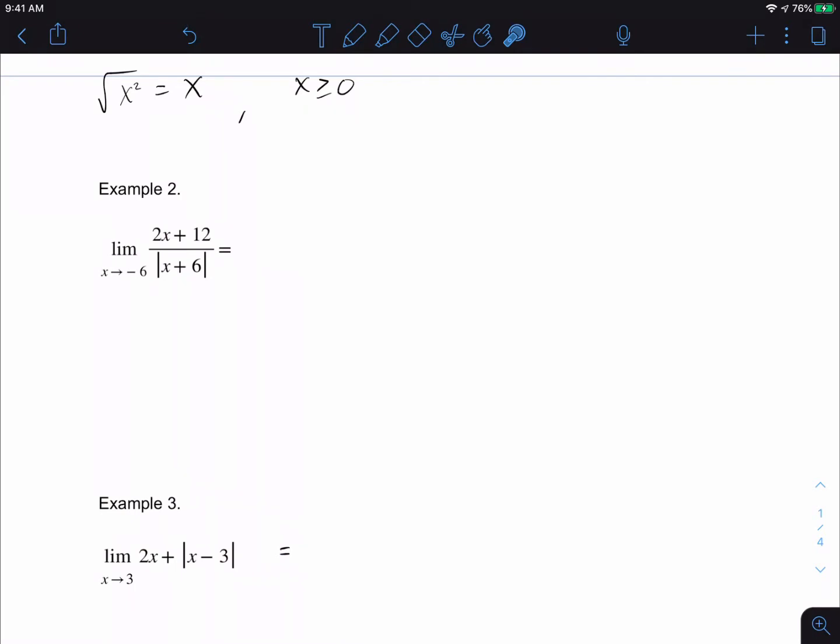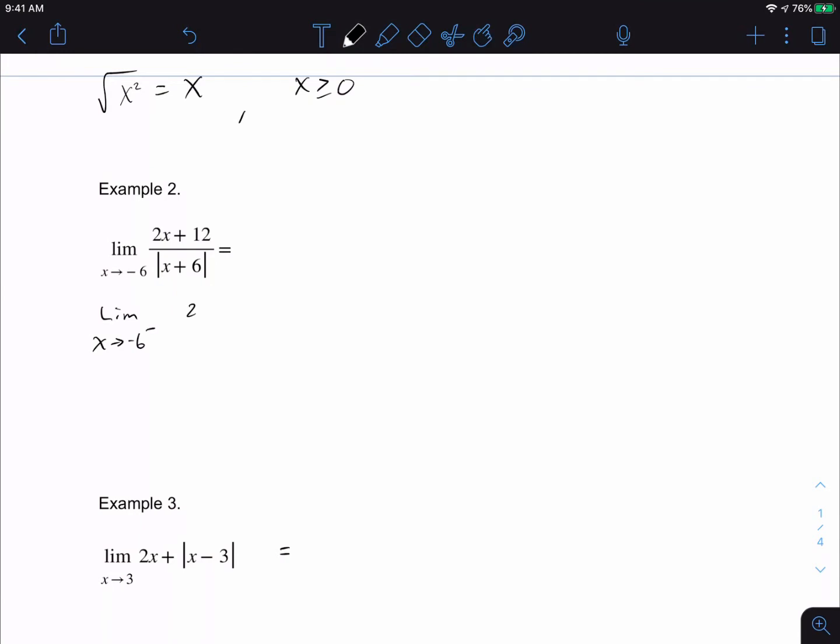Because remember, I told you if it's one-sided, I either have a plus above the number or a minus, which would make it a one-sided thing. In this problem, I'm coming from both sides. Since I'm coming from both sides, I need to be concerned about the absolute value. So I'm going to treat this problem with that concern and look at two one-sided limits. I'm going to go the limit as x approaches negative 6, and I'm going to come from the negative side.